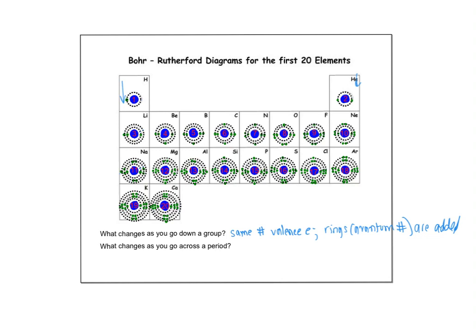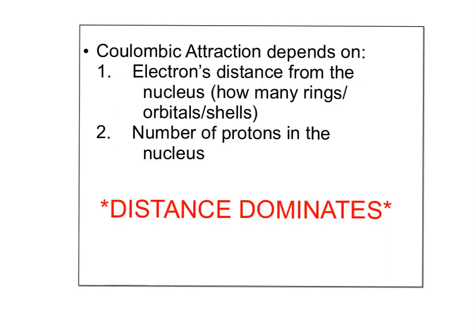Well, we have different number of valence electrons. Same number of rings. And we increase one positive proton. And that's going to be the key as we go across, right? 3, 4, 5, 6, 7, all the way, one more proton. So same number of rings, but one more proton is added.